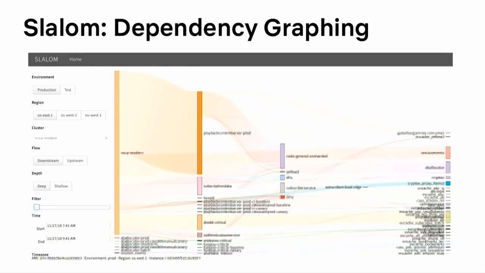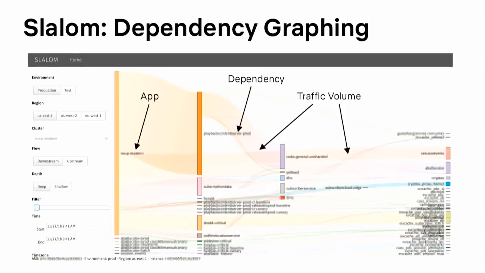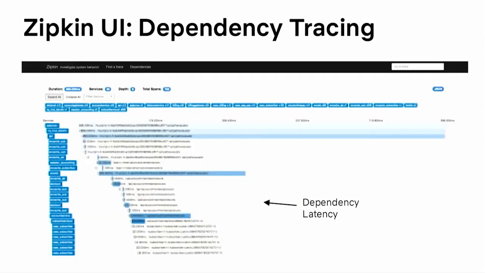Slalom is our tool for doing dependency graphing. And here I've got an application, and you can see the flow of traffic going to dependencies and their dependencies and so on, and the traffic volume. This used to be based on the Netflix SOLP, which was our dependency tracer, but we've now switched it to be Zipkin based. And Zipkin has its own UI, so that we can look at dependency latency as well.